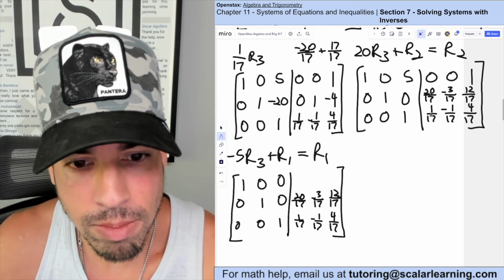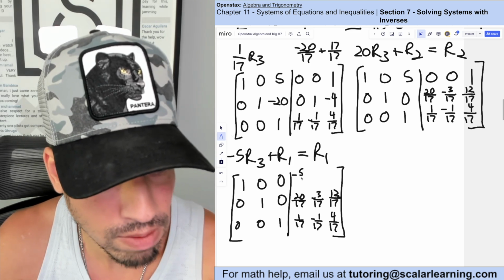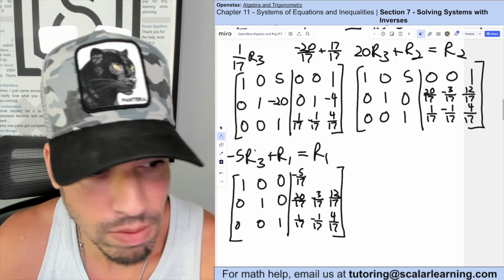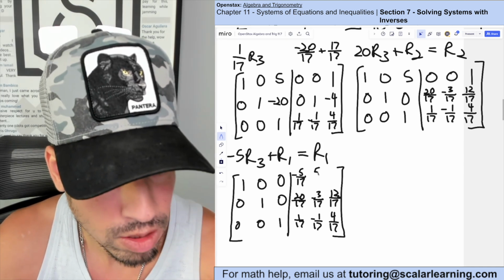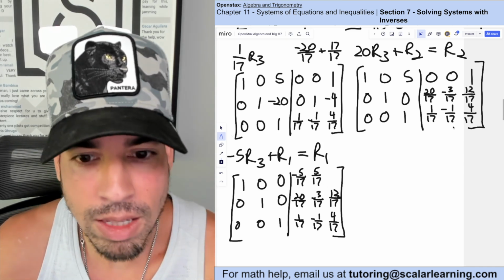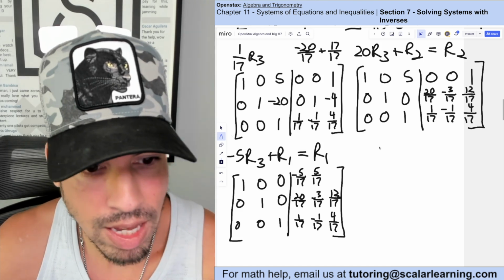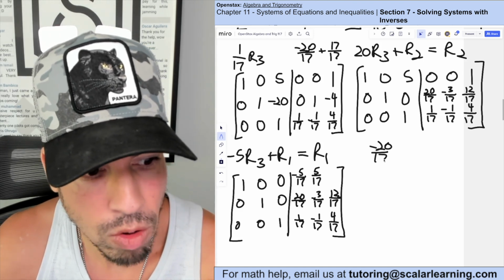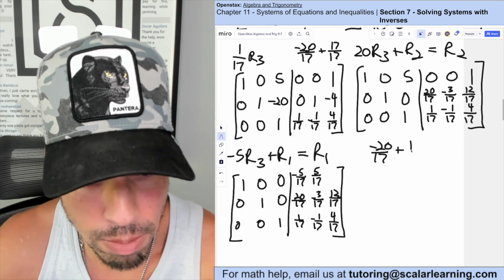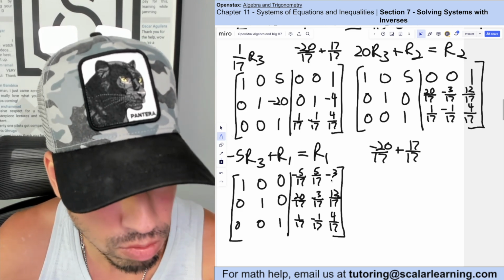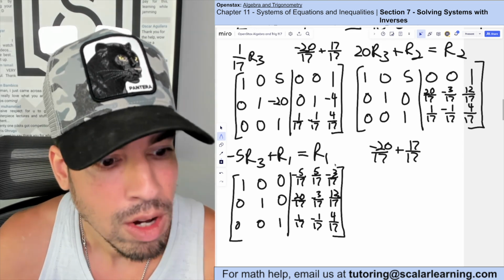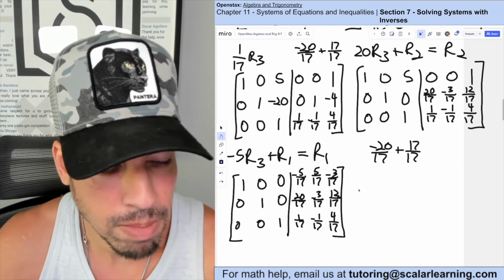So negative 5 times 1/17 is negative 5/17 plus 0 is just negative 5/17. Negative 5 times this is positive 5/17 plus 0 is just 5/17. And last but not least, we got negative 5 times that. That's negative 20 over 17 plus 1, which is positive 17 over 17. And that gives us negative 3 over 17. So this is our inverse matrix.